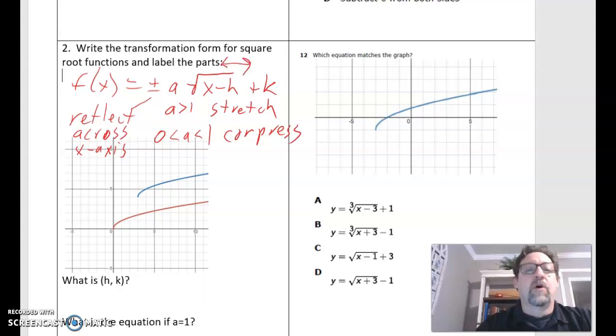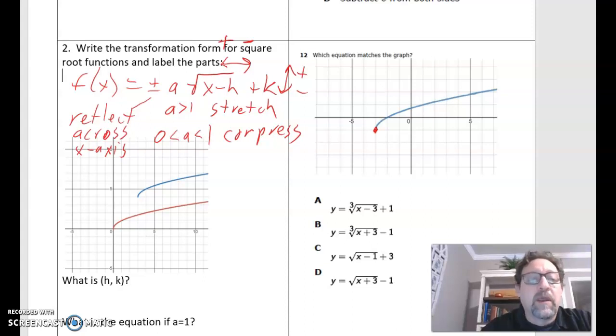If this whole thing is negative, it moves right. If this whole thing is positive, it moves left. And then K moves it up and down. All right. So on the question on the test, it just asked for the equation. So you'd have to figure out from what HK is, what the equation is.